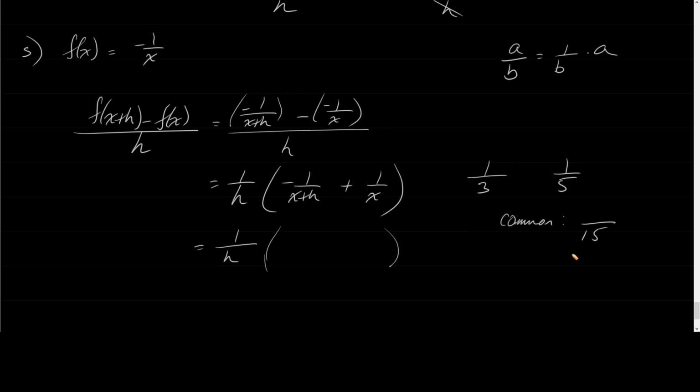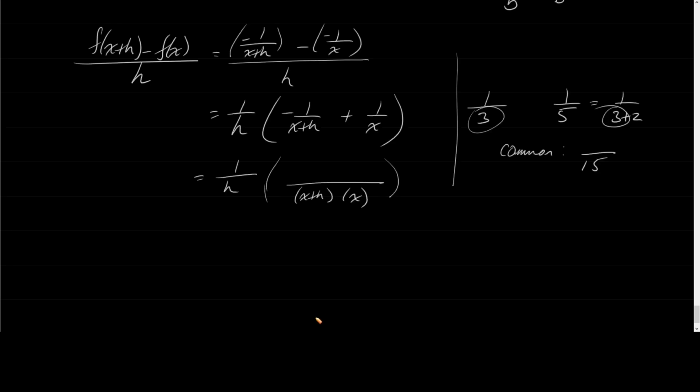It wouldn't be 5, because think about this. 5 is the same as saying 3 plus 2. You wouldn't say that the common denominator is 3 plus 2, even though there's a 3 and a 3 there, right? You would say it's the product of those two. So similarly here, the common denominator is the product of those two. So we're going to have x plus h, and then times x.